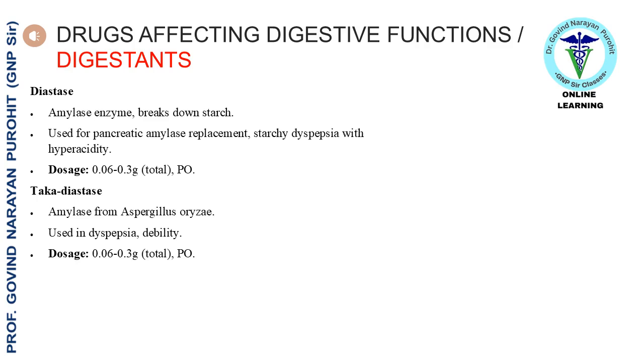Diastase is an amylase enzyme that breaks down starch. Used for pancreatic amylase replacement and starchy dyspepsia with hyperacidity. Dosage: 0.06-0.3 grams, total, orally. Takadiastase is amylase from Aspergillus oryzae, used in dyspepsia and debility. Dosage: 0.06-0.3 grams, total, orally.